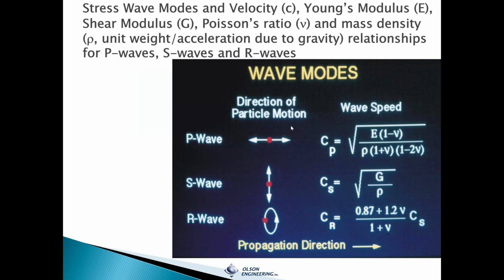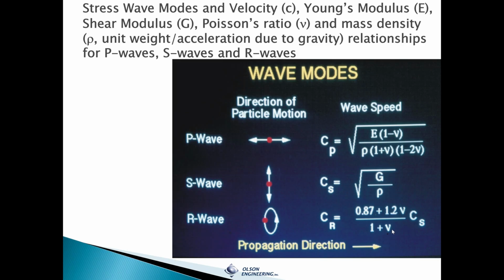And so some basic physics and elastic modulus equations are shown here. This shows the particle motion, push-pull with a compressional P wave, and the velocity being proportional to, equal to, Young's modulus and 1 minus Poisson's ratio divided by the so-called mass density, which is the unit weight divided by the acceleration due to gravity, times these terms involving Poisson's ratio again. The shear wave velocity is equal to the square root of shear modulus divided by rho, and for the Rayleigh wave, there's a proportional relationship. Then this is given here based on Poisson's ratio.